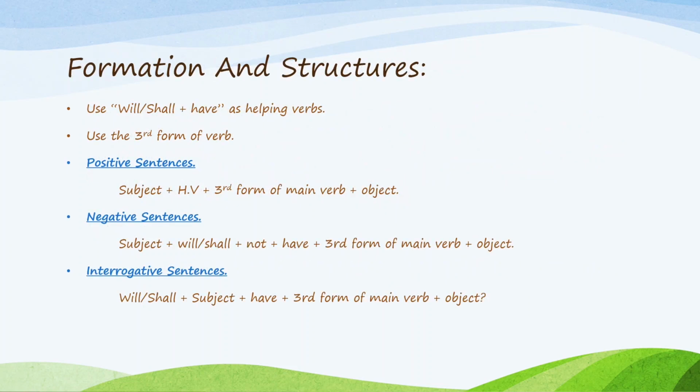Formation and structures. Just like in the past perfect tense, we saw the formation and structures. We also have two key points to remember over here. The first one is to use will or shall. You will use either one, along with have. So these are the two things to remember. You will either use will have or shall have as helping verbs, and then you use the third form of verb. A key point to remember in perfect tenses is that you use the third form of verb in all the perfect tenses, just the simple perfect tenses, not the perfect continuous tenses. That's a different thing.